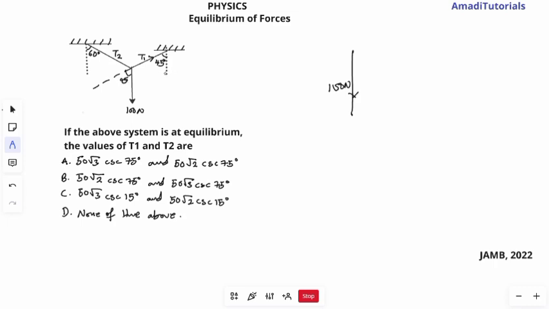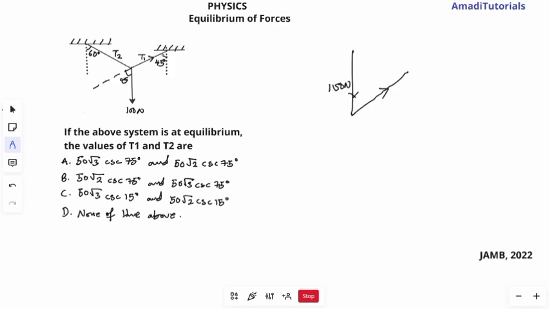So what this means is that the tension T1 acts at angle 45 degrees to the horizontal. So this T1 here, we bring it down here. So that's our T1. That is our T1. Another way to look at it is this.